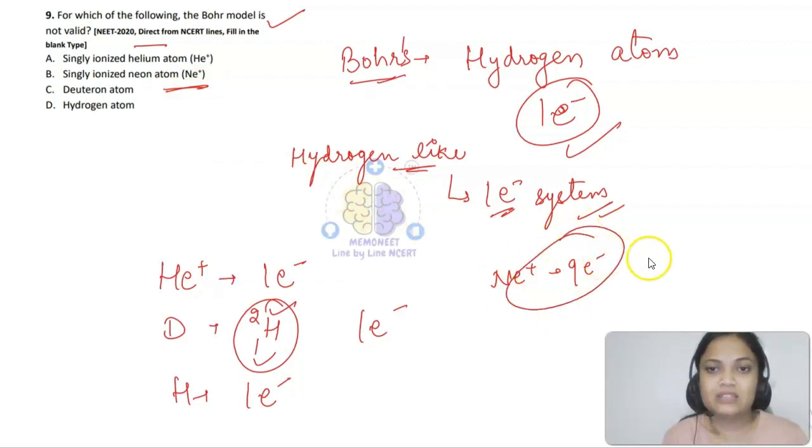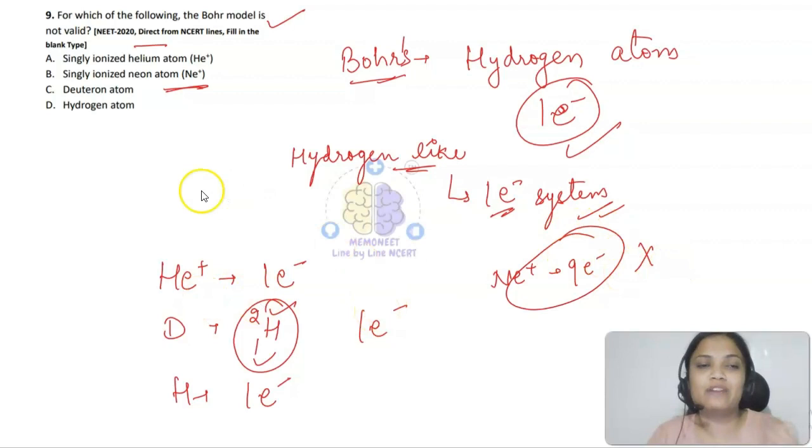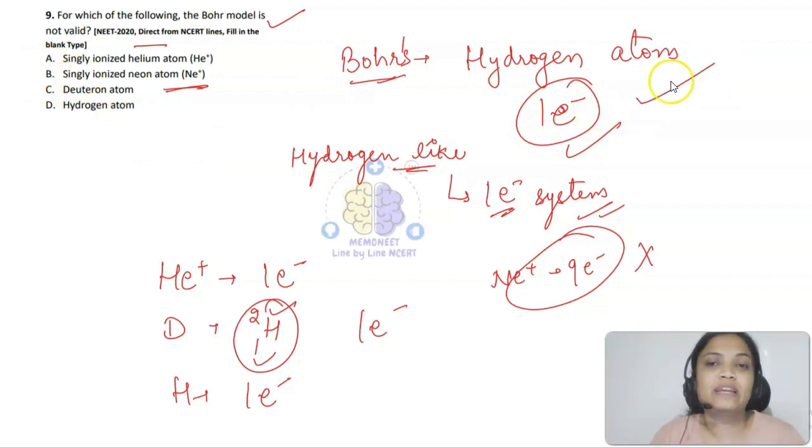So in this case the Bohr's model will not be valid, because you have to keep in mind that the Bohr's atomic model was just valid for a one-electron system, means hydrogen and hydrogen-like species. So the answer is going to be option number B.